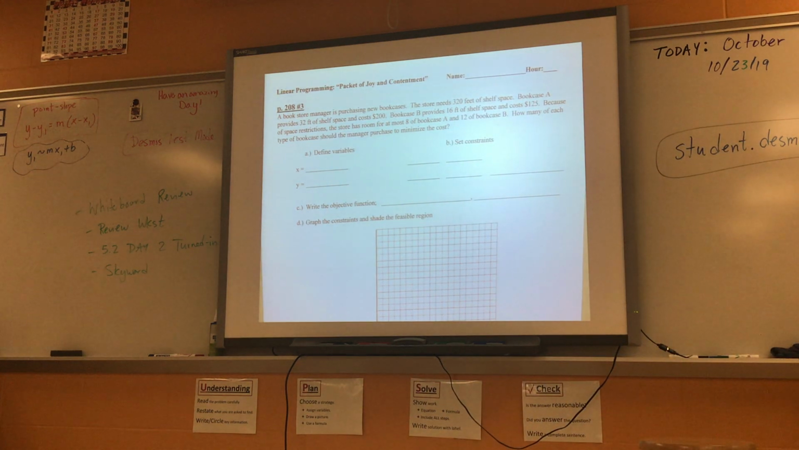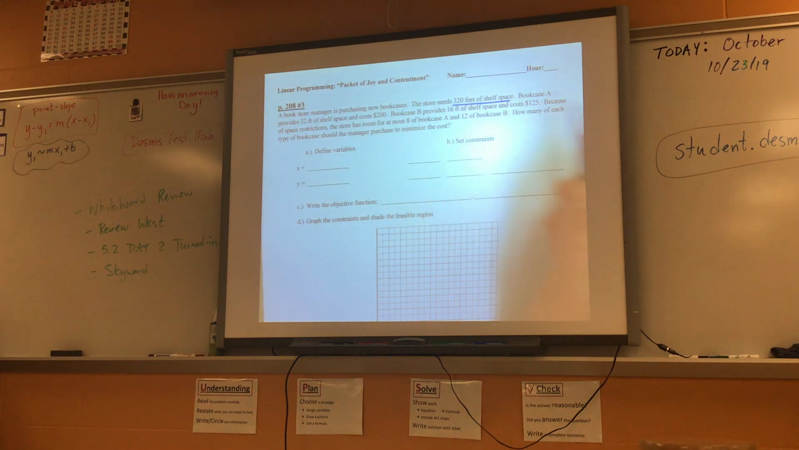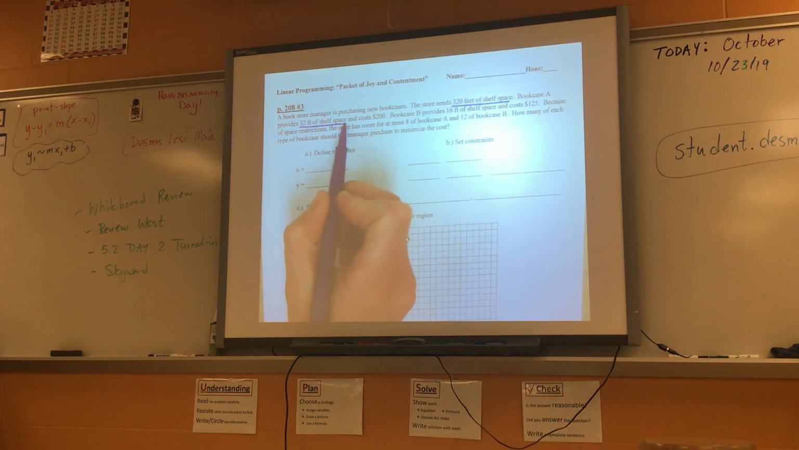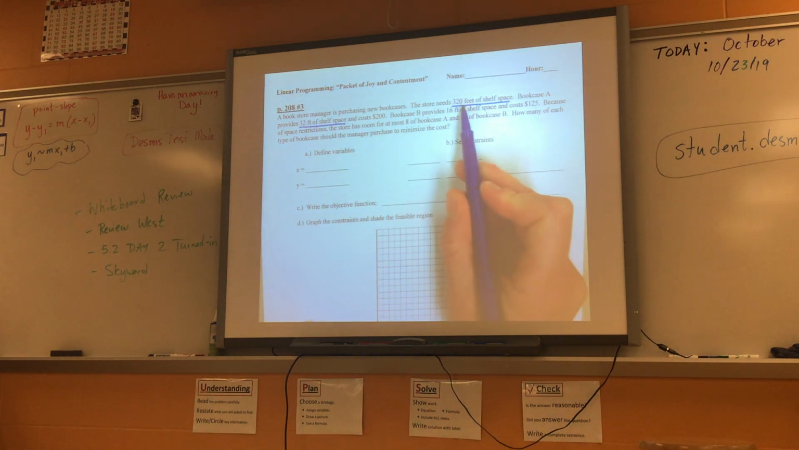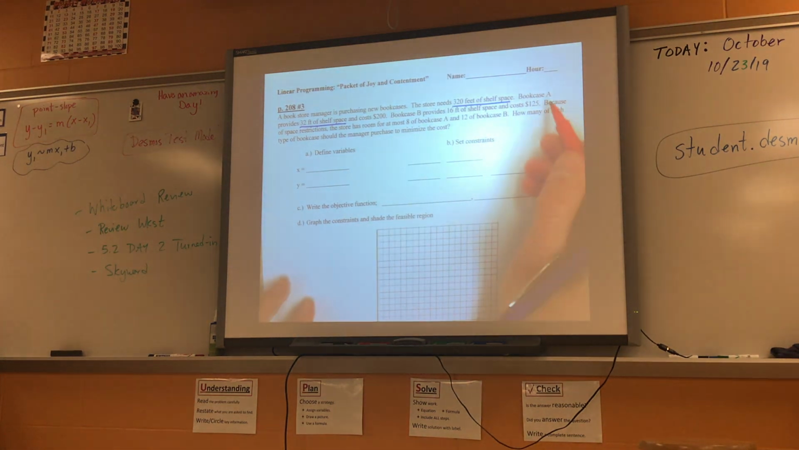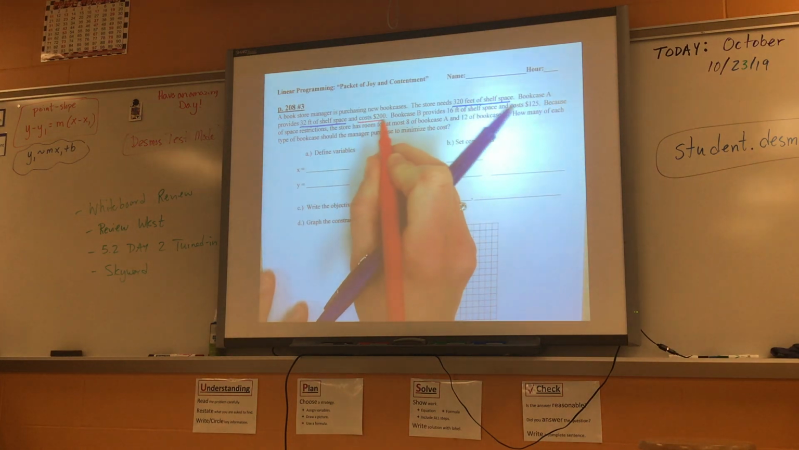So, the first thing we're going to do is read the story problem and underline important information. It says, a bookstore manager is purchasing new bookcases. The store needs 320 feet of shelf space. Let's underline that. Bookcase A provides 32 feet of shelf space. I'm going to underline that in blue as well, because that's talking about shelf space, and so was this. I'm going to change to a different color, and underline that bookcase A costs $200.